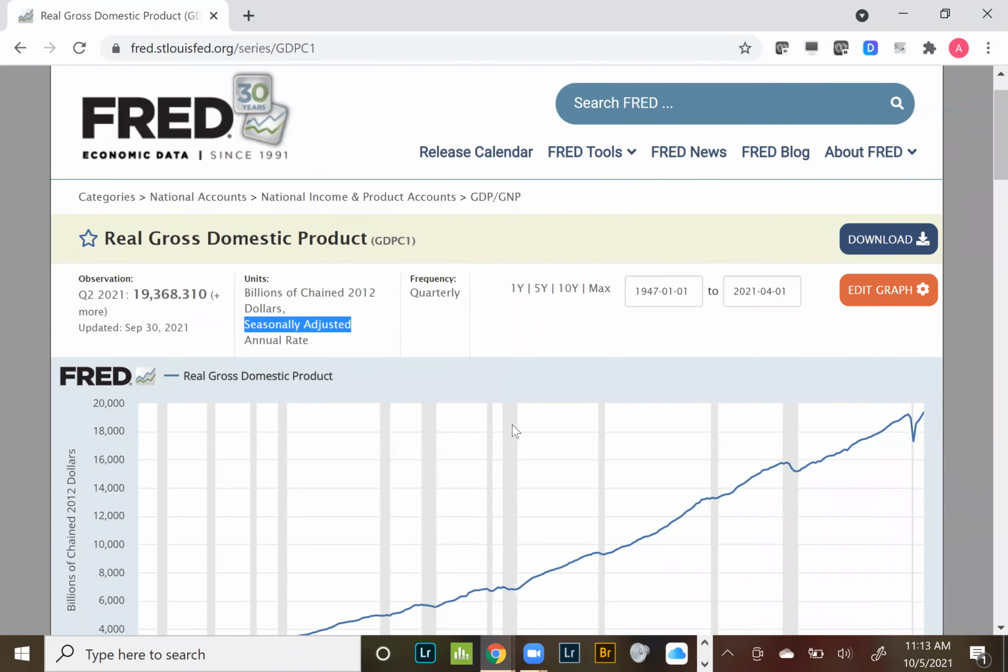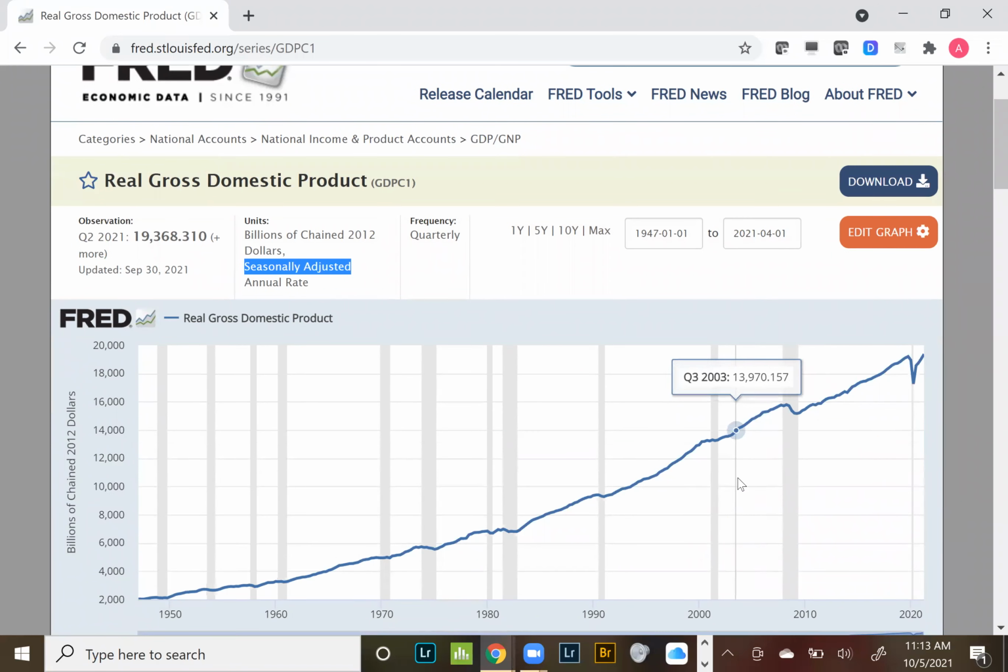What that means is that they took the actual numbers, and what they said was, listen, how much of this was due to the season only? And what they do is they either raise the number or they lower it to offset the effect of the season, so that what you're seeing here is the growth of GDP independent of the season. Okay, so we can also look at not seasonally adjusted data.